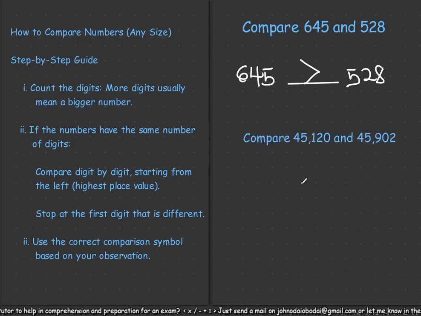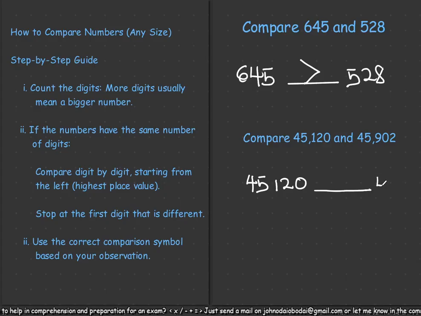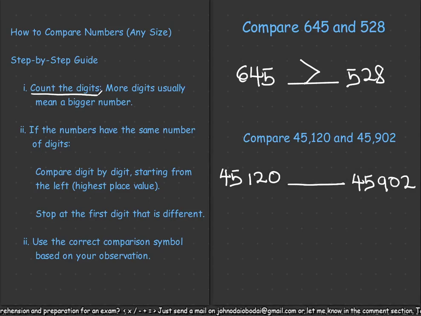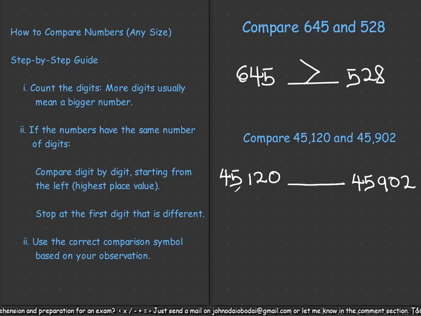Okay, so for this second example here, we have 45,120. We are comparing it against 45,902. Right? We are comparing these two numbers. Now, following the same steps, our first step says we should count the number of digits. So there is 1, 2, 3, 4, 5. Whereas on our right hand side, we have 1, 2, 3, 4, 5. So they all have the same digits. So we can't tell which is bigger.